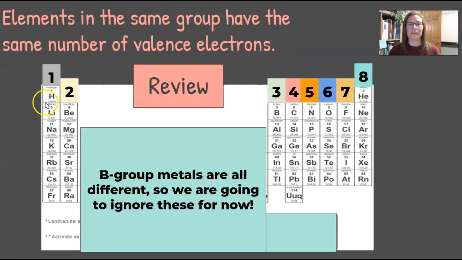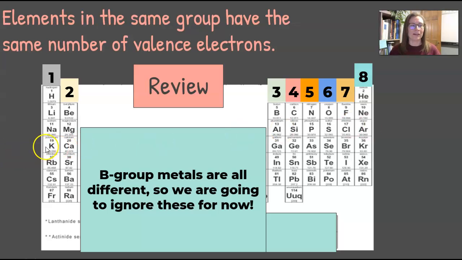But first, here's a copy of our periodic table. Remember, these are the A group elements. We don't look at the ones in the middle or the ones down at the bottom. Those are the B group elements. So in the A group elements, we have column 1, that's group 1A, group 2A, 3A, 4A, 5A, 6A, 7A, and 8A. And that corresponds to how many valence electrons the elements will have.